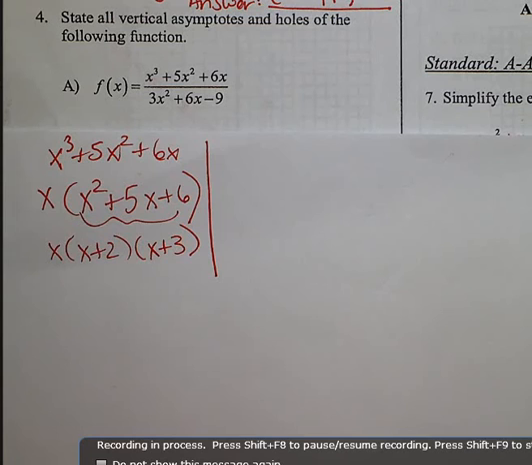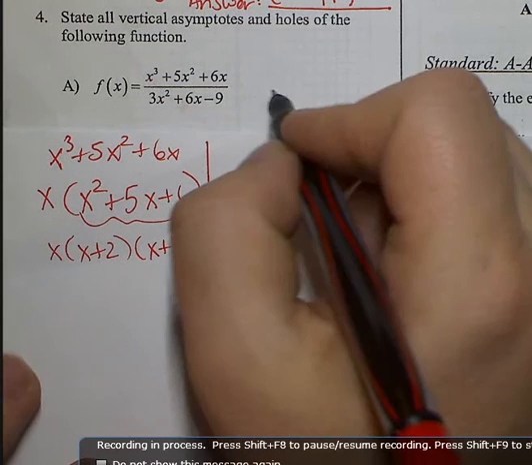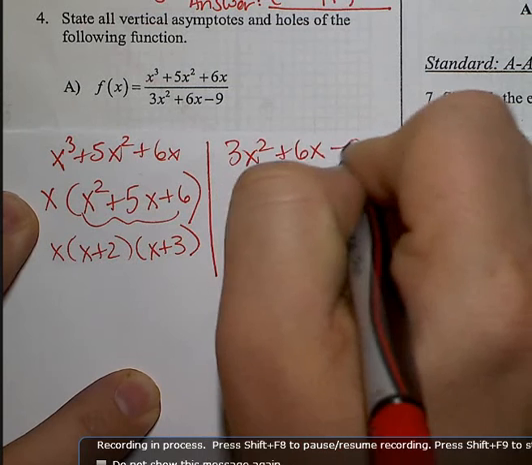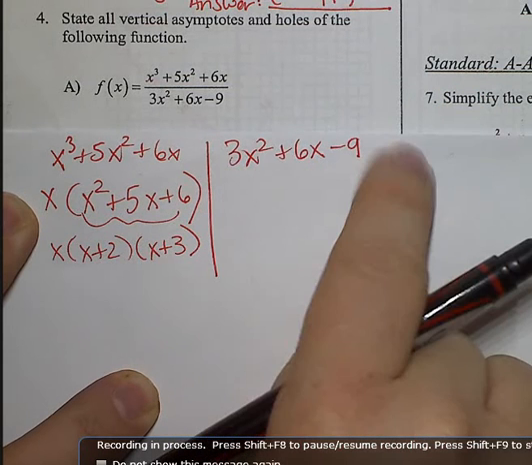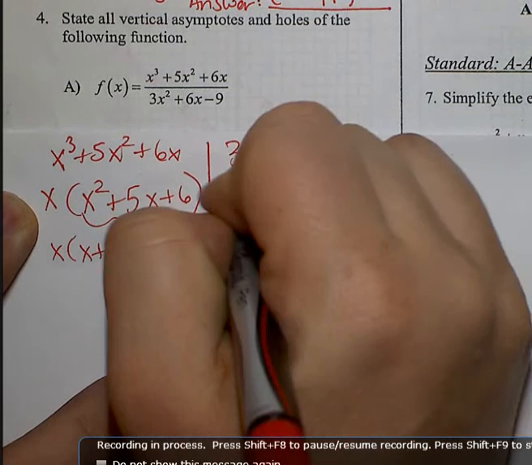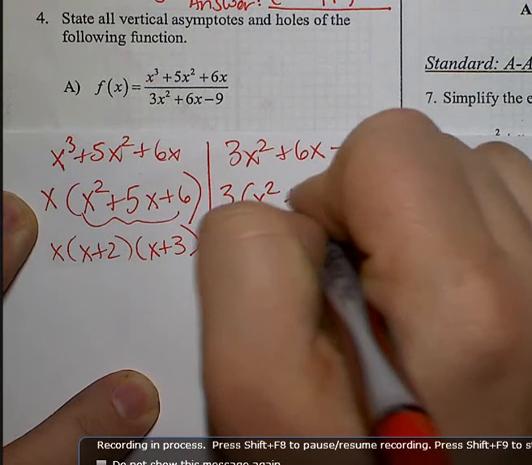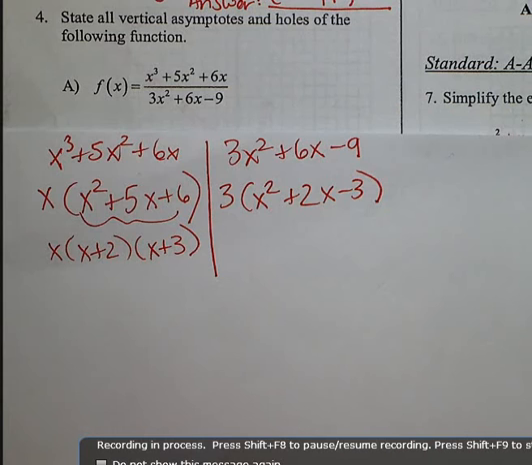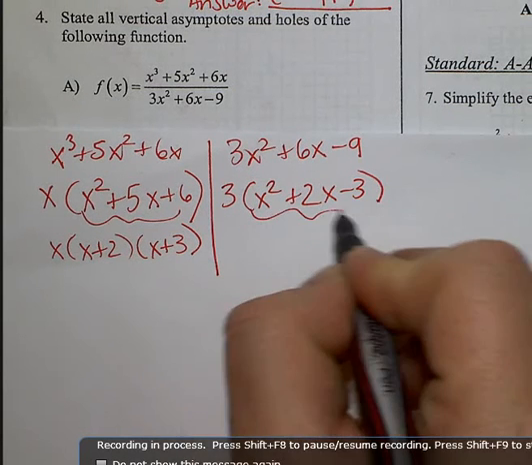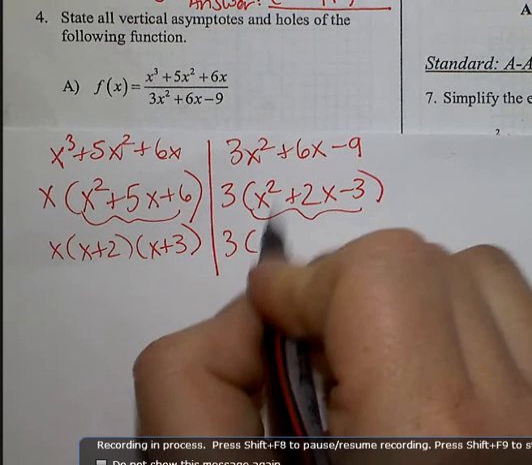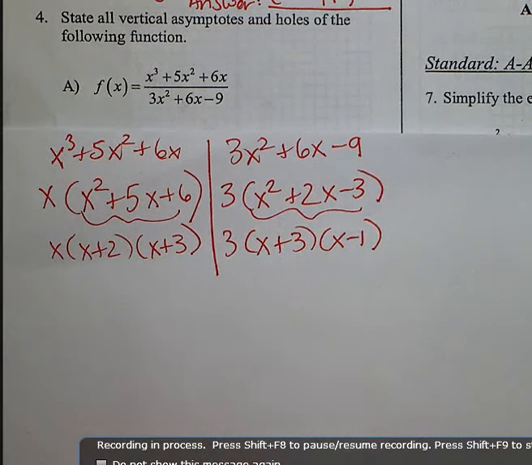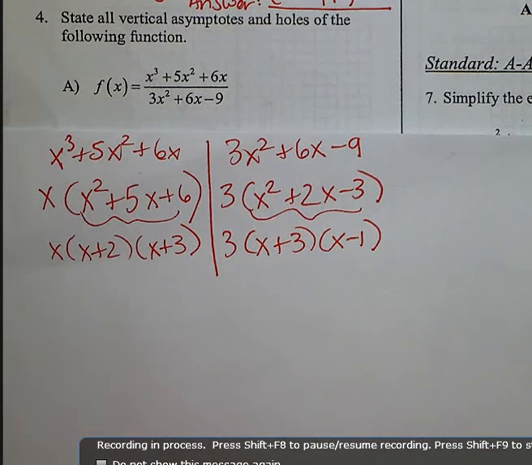On the opposite side, I'm going to do the same for the denominator. I can see that each one of the terms is divisible by 3. So I factor out a 3, and I can see that the trinomial inside is also factorable. So step 1, I factor the numerator and I factor the denominator. Now I'm going to write the numerator over the denominator.